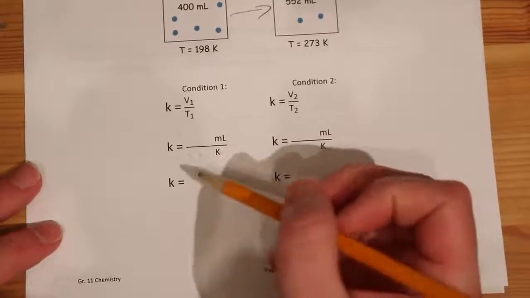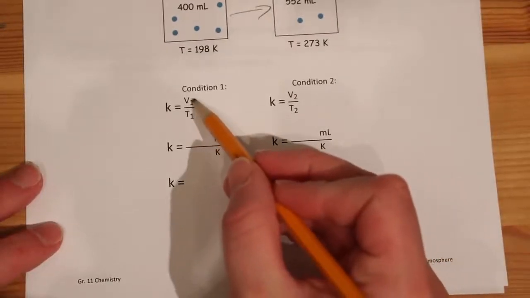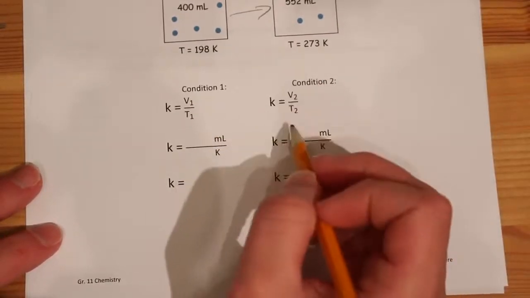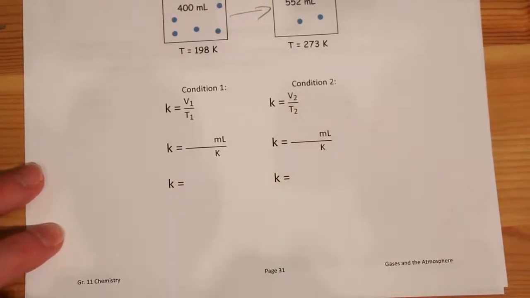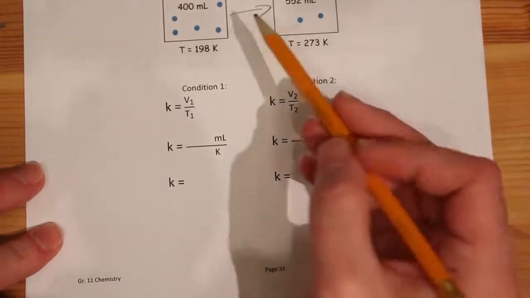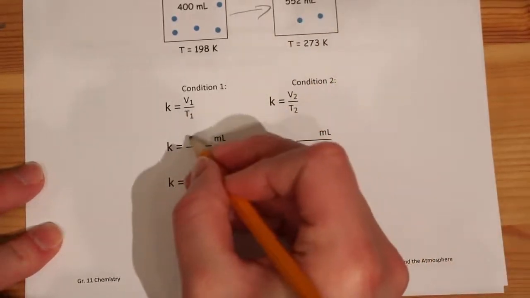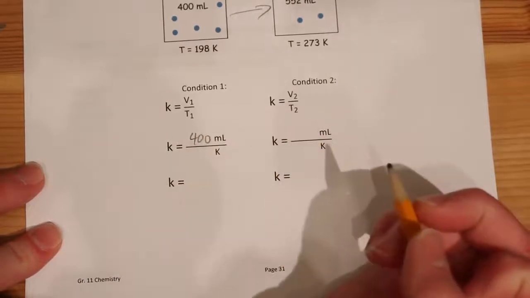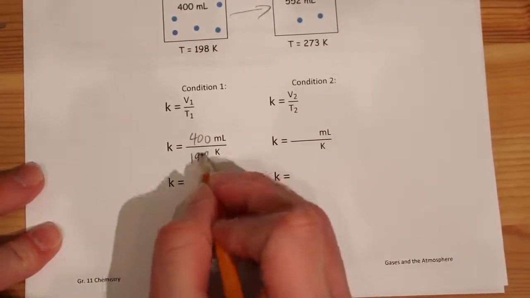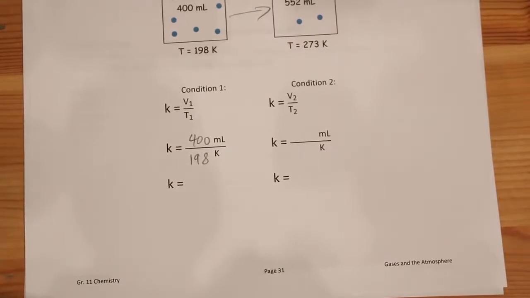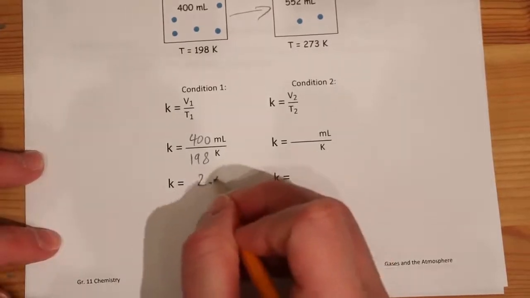So as it turns out, if we divide the volume by the temperature for both of these, we're going to get the same thing. We're going to get a constant. So let's dive into that a little bit more. For this system, the volume is 400 milliliters, and the temperature is 198 Kelvin. When we put 400 divided by 198, it gives us a value of 2.02.